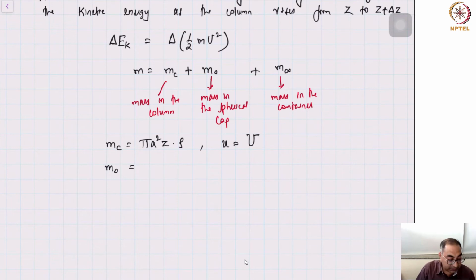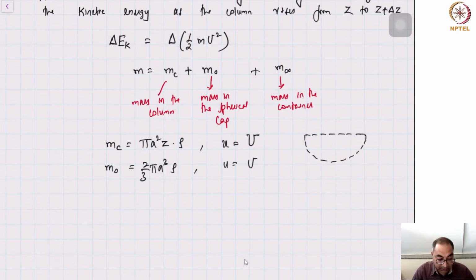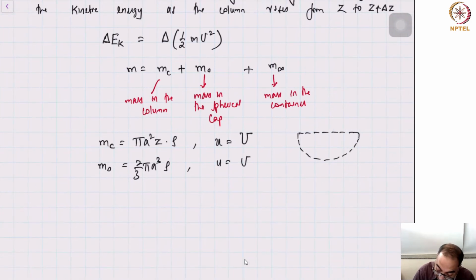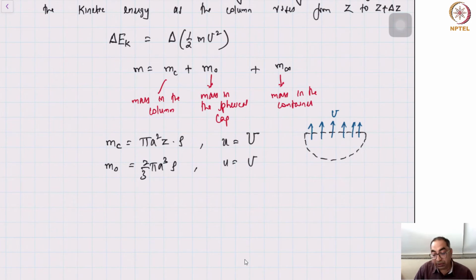Mass in the spherical cap: it's basically a spherical cap, therefore it is half the volume of a sphere, that's 2 by 3 pi a cube, and the fluid density is rho, and the velocity is again capital U. So the mass balance that we are looking at is, we have a spherical cap here, and in the spherical cap, the fluid is basically going with the velocity U. And because the fluid is going with the velocity U, it has to enter with some velocity.